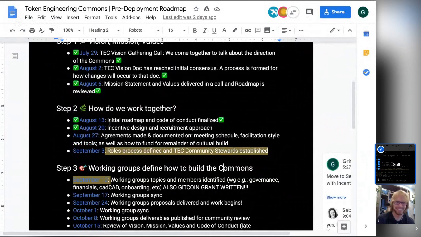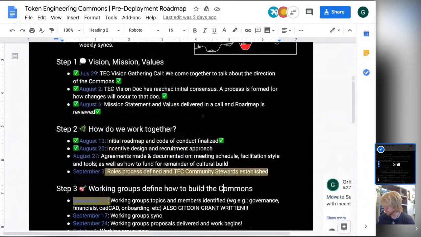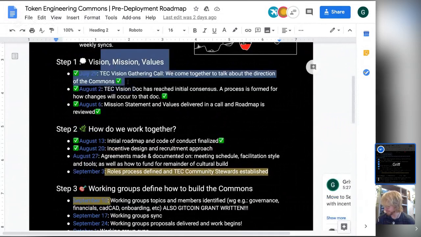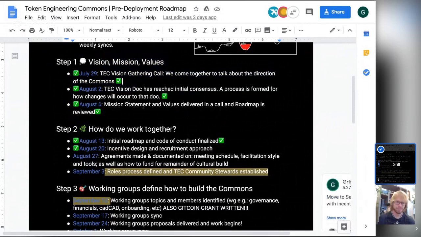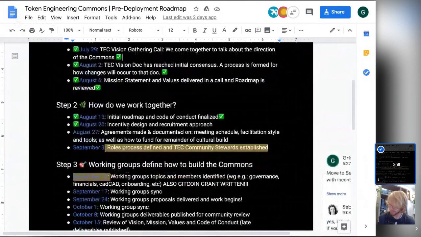But what we figured out was that we actually didn't really define a clear decision-making process. So while we're doing this cultural build, we're taking notes for future commons that in the next roadmap that we make, we'll have the decision-making process come up right in advance of actually deciding on the vision. Because how do you decide on anything if you haven't decided on your decision-making process? So that's what we kind of injected right here with the incentive design and recruitment.